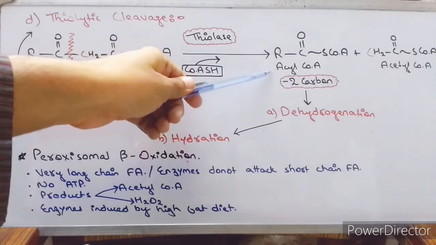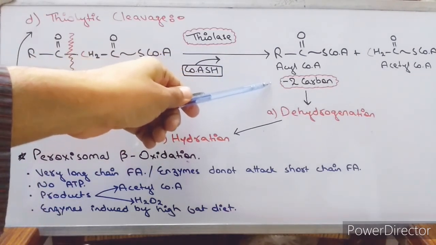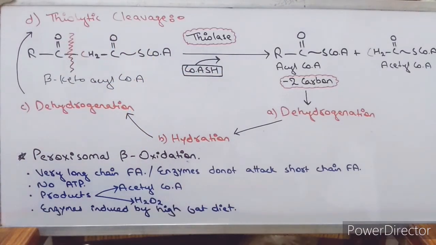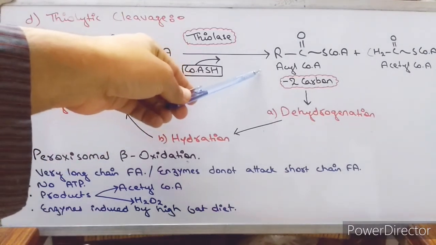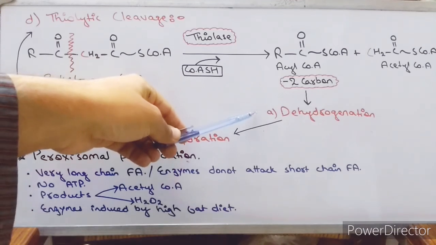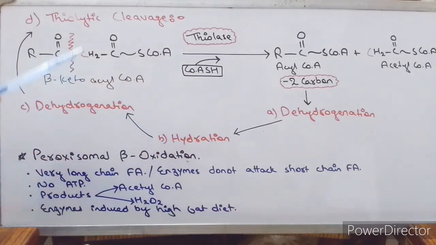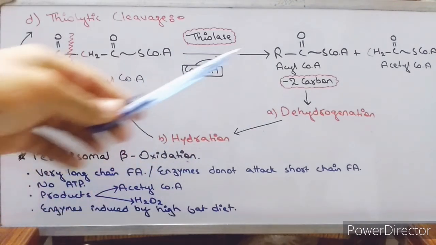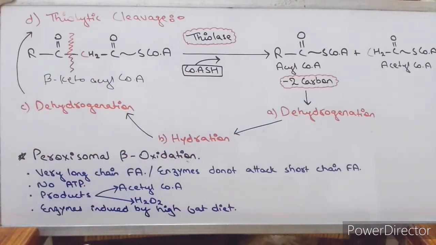This acyl coenzyme A has two carbons less as compared to the acyl coenzyme that had entered the mitochondrial matrix initially. Once this acyl coenzyme has been formed, it undergoes dehydrogenation, hydration, dehydrogenation, and thiolytic cleavage, and the cycle continues until the whole carbon chain is converted into acetyl groups. In this way, the whole fatty acid is degraded, and this is called beta oxidation, as it attacks the beta carbon, and the beta carbon takes the position of the functional group. So that's why it is called beta oxidation.